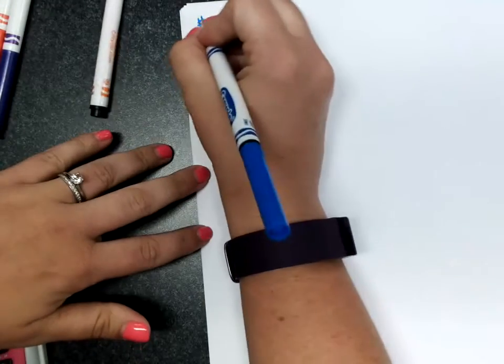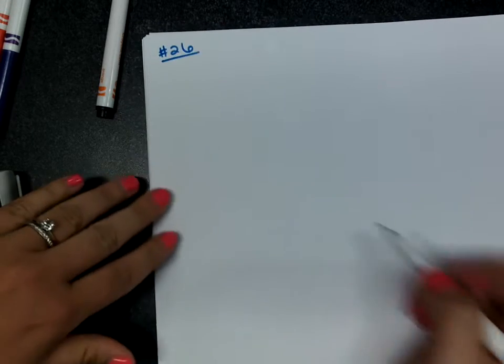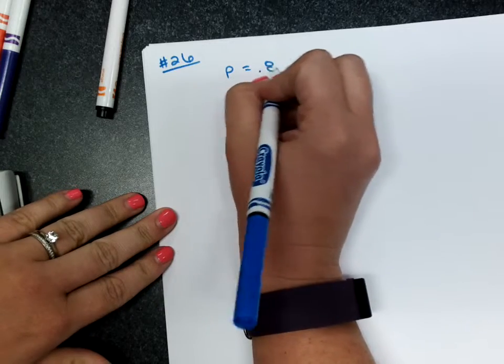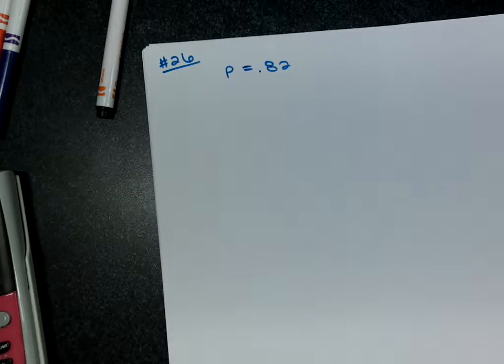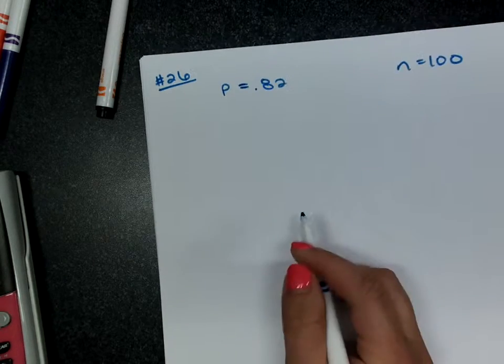Next one is from chapter 8, question number 26. According to a study conducted by a statistical organization, the proportion of Americans who are satisfied with the way things are going in their lives is 0.82. These problems are so silly. All right, so our p is 0.82, our percentage. Suppose that a random sample of 100 Americans is obtained. Complete parts A through C.